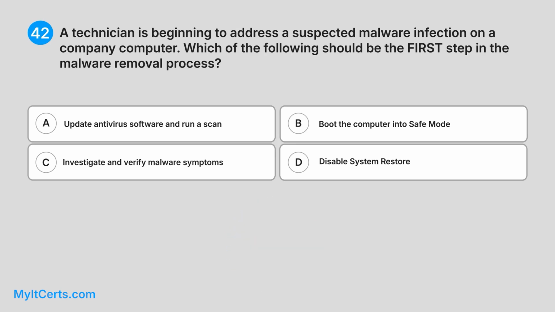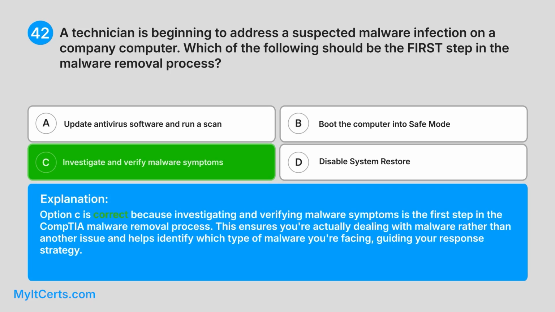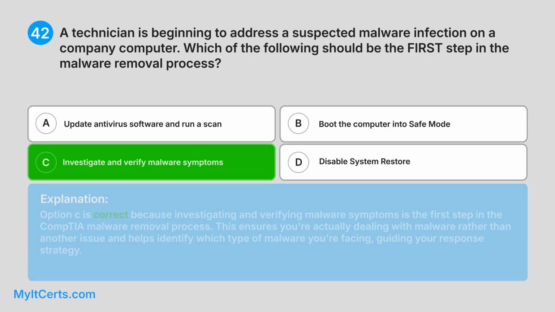Correct answer: C. Investigate and verify malware symptoms. Explanation: Option C is correct because investigating and verifying malware symptoms is the first step in the CompTIA malware removal process. This ensures you're actually dealing with malware rather than another issue and helps identify which type of malware you're facing, guiding your response strategy.